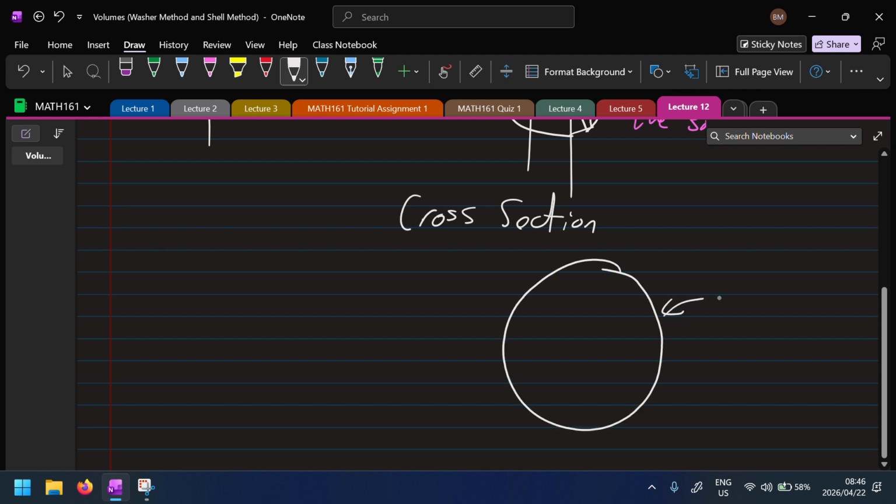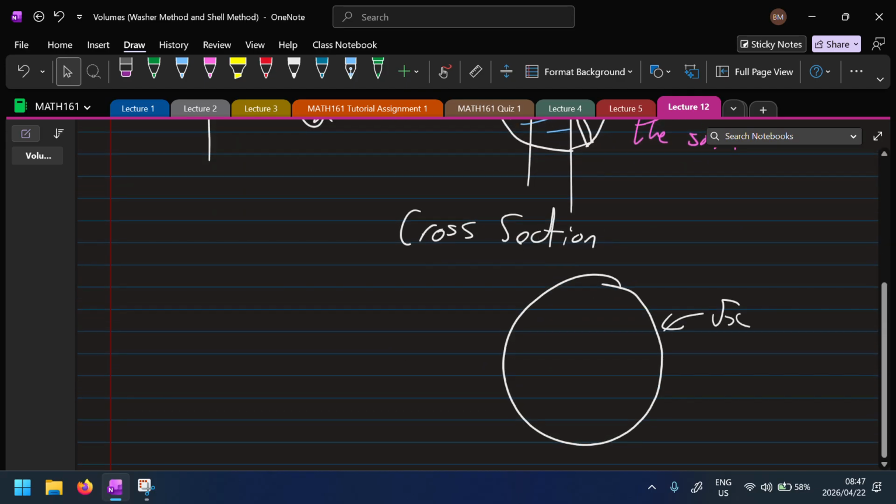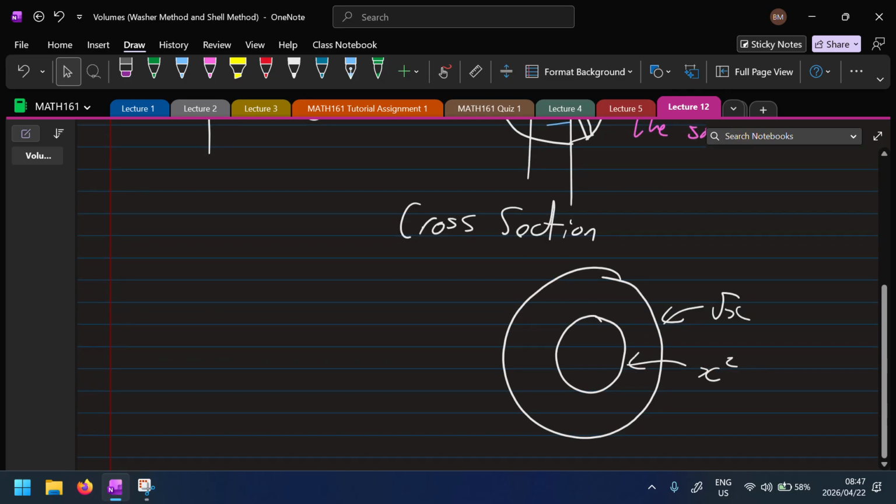So on the outside, that's from the root x being rotated around the x-axis. But we also get another circle that's a little bit smaller from x squared being rotated around. Okay, so let's label some things here. So again, that blue part being rotated around, that's going to make the solid part. That's going to end up being this bit in our diagram.